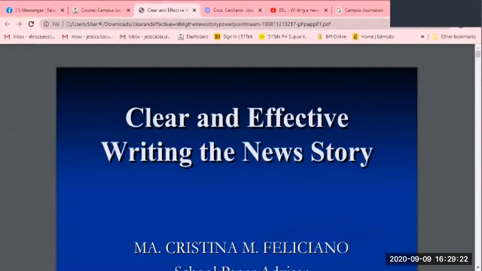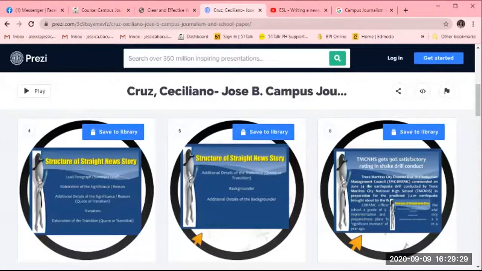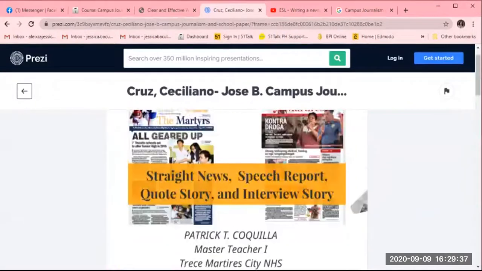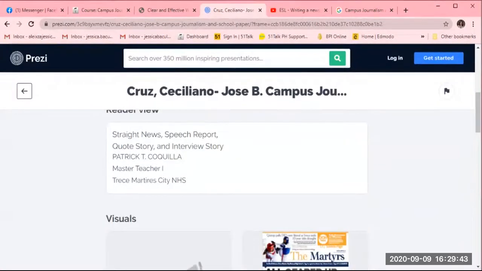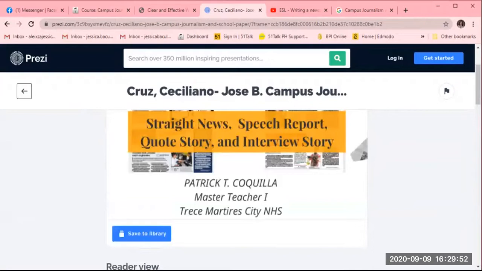How to write clear and effective news story. And the second one is this one, a presentation of the various structures of news story. So we have straight news, speech report, court story, and interview report, of which you can read after our lecture conference today.